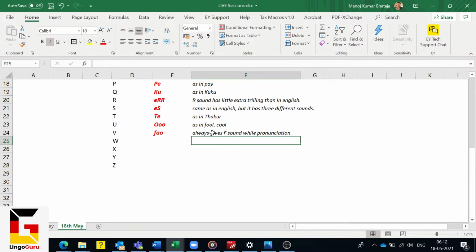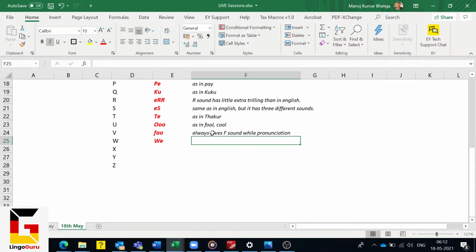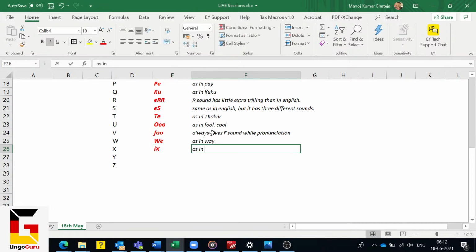We'll be learning later on. This is known as way, as in way. This is X, as in fix, mix, six, X. That X sound. Or if you want to know the sound, it is X sound.